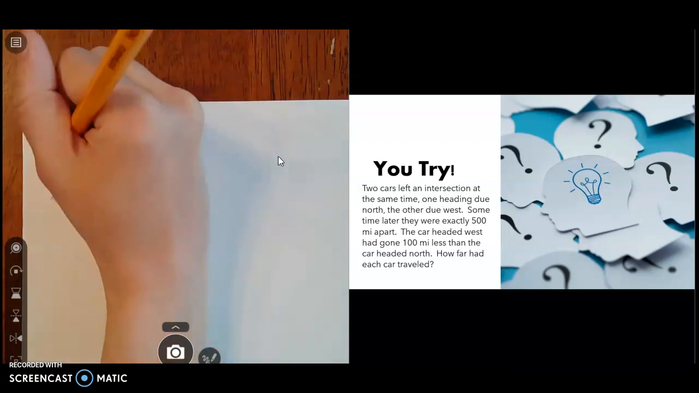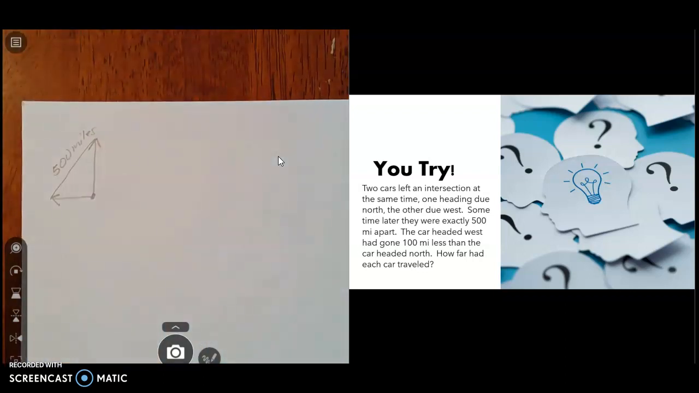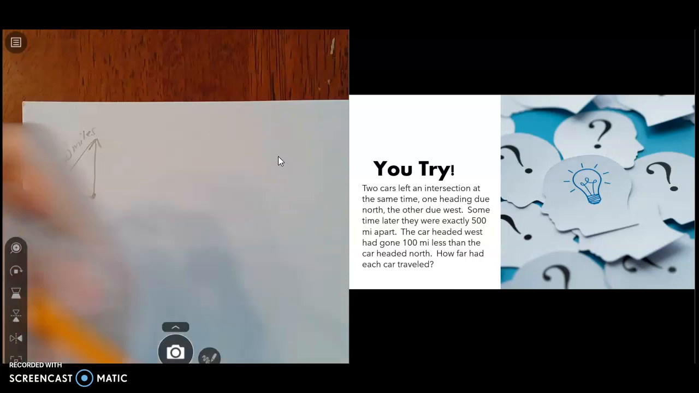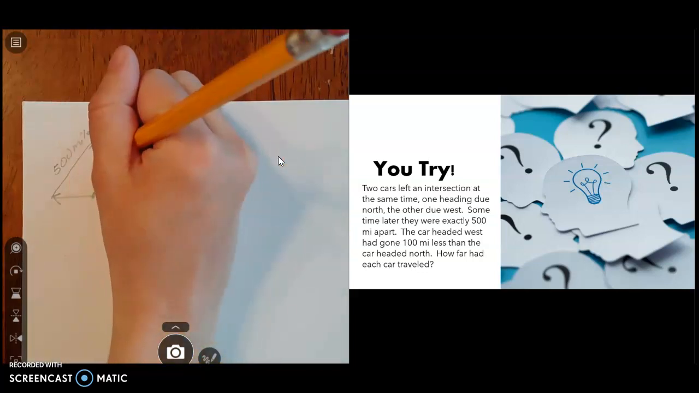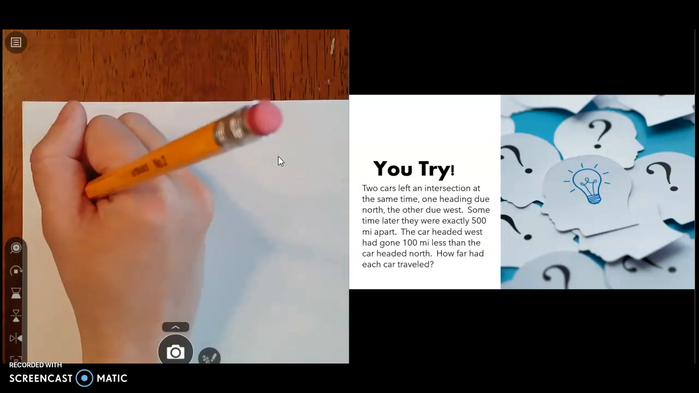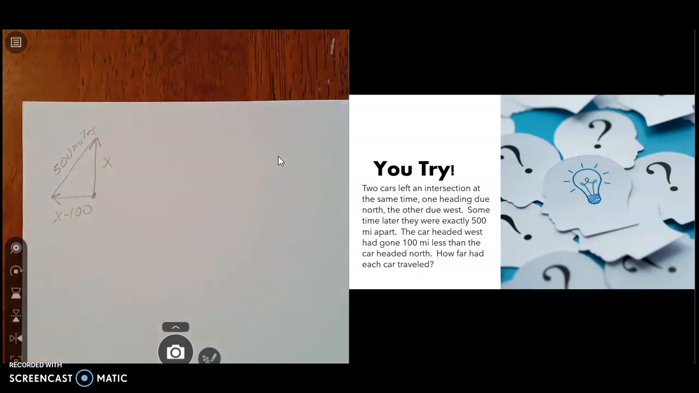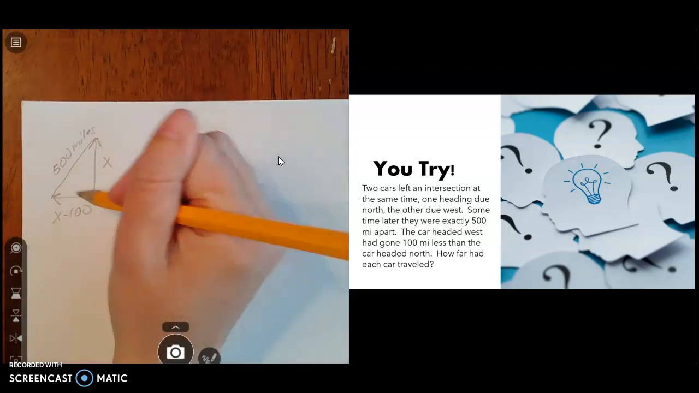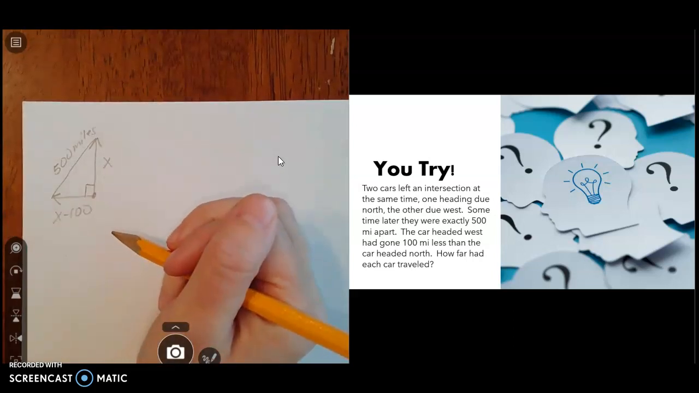So the distance between those cars is 500 miles, okay? The car that was headed west, that's this one, had gone 100 miles less than the car headed north. So here's the north car, we'll just make it X for its distance that it traveled. And then for the car going west, it was 100 less than that, so X minus 100 would be the distance that it traveled. The directions north and west are perpendicular to each other, so we've got a nice little right angle here, and we have a nice right triangle. So how far had each car traveled? We want to know X, and we want to know X minus 100.